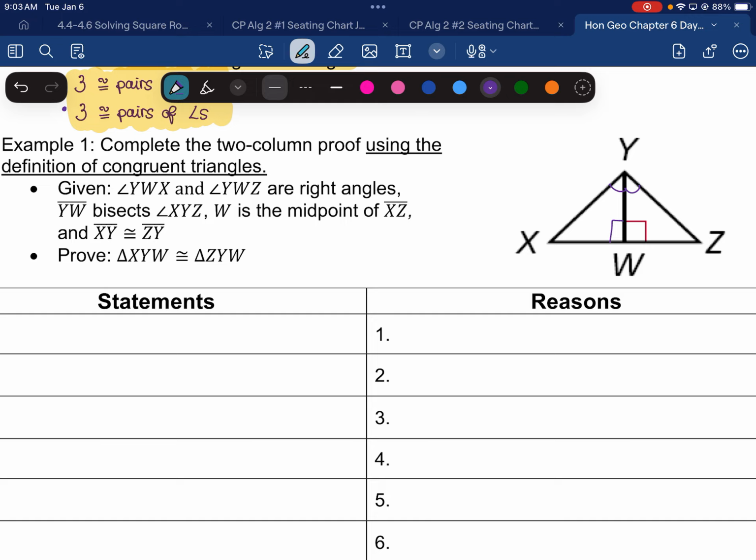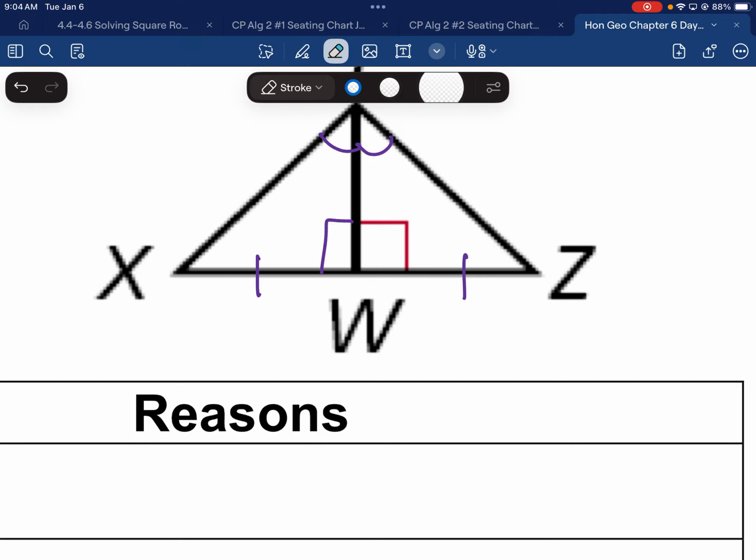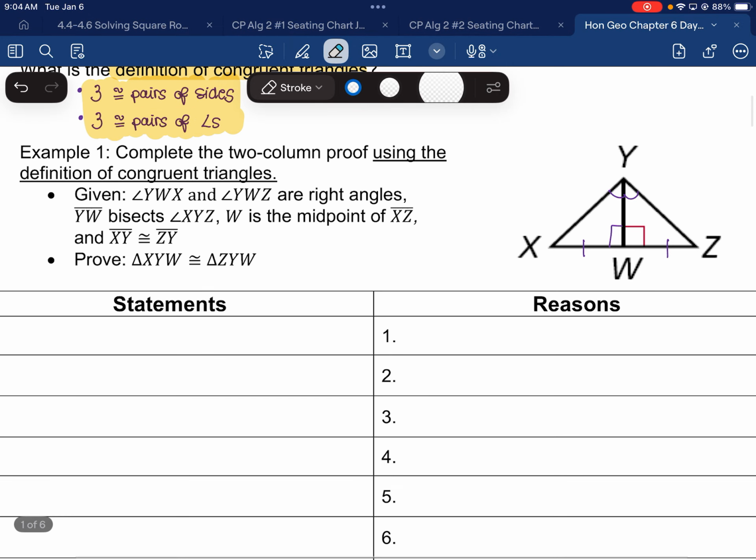Move on to your next piece of given information. W is the midpoint of this segment. What does that help you mark? If W is the midpoint of this segment, does that help you mark a pair of congruent segments or angles? Segments, right? So if you're looking at this segment and W is the midpoint, that means this and this segment are congruent. And that's the information that's going to follow, because this right here straight up doesn't say this is congruent to that, right? But it helped you mark that pair of congruent sides.